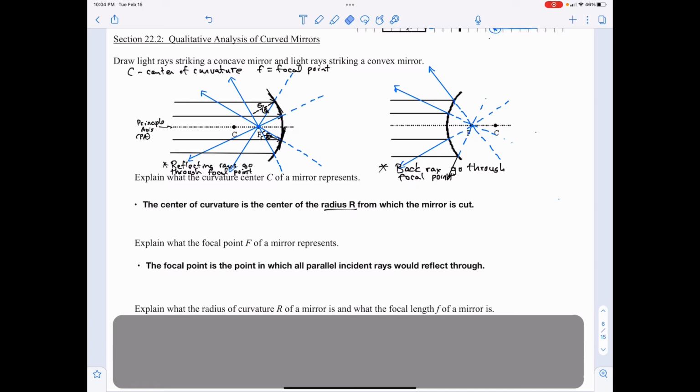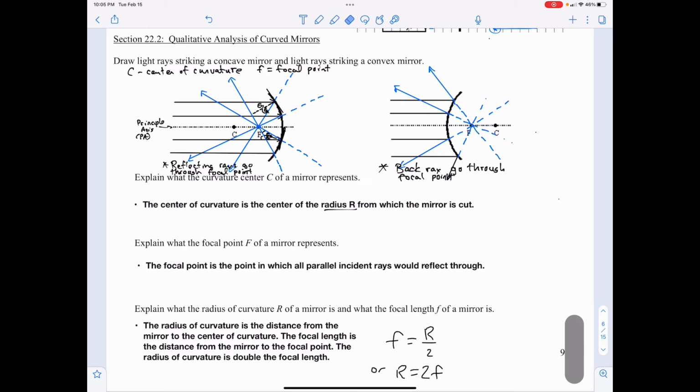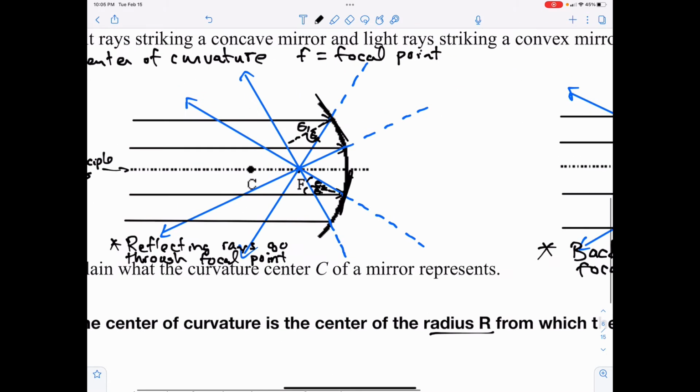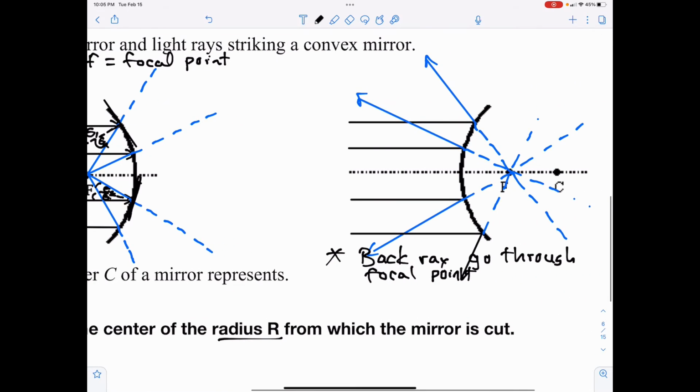Explain what the radius of curvature R of the mirror is and what the focal length F of the mirror is. Radius of curvature is the distance from the mirror to the center of curvature. It's denoted by R. The focal length F is the distance from the mirror to the focal point. The focal length is always half the radius of curvature. If you look at the picture, this distance is always half of that distance.